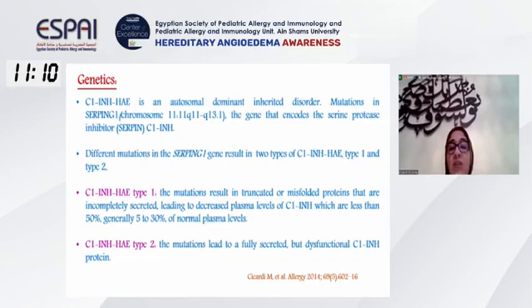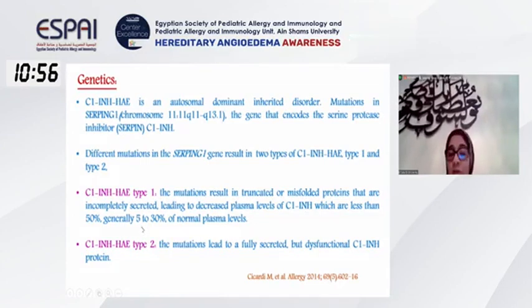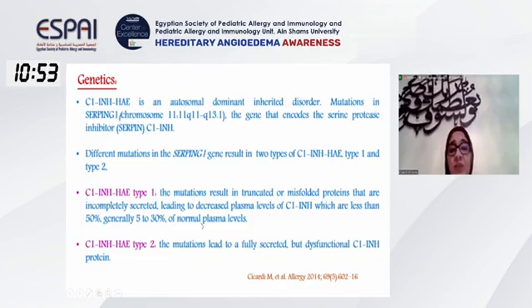In type 1, the mutation results in truncated or misfolded protein that is incompletely secreted, leading to decreased plasma level of C1 inhibitor, which is less than 50% and most commonly reaches 5 to 30% of the normal plasma level. While in type 2, this leads to a fully secreted but dysfunctional C1 inhibitor protein. However, in about 20 to 25% of patients with abnormal C1 inhibitor hereditary angioedema, there is a de novo mutation in the patient lacking family history, and this does not exclude the disease.